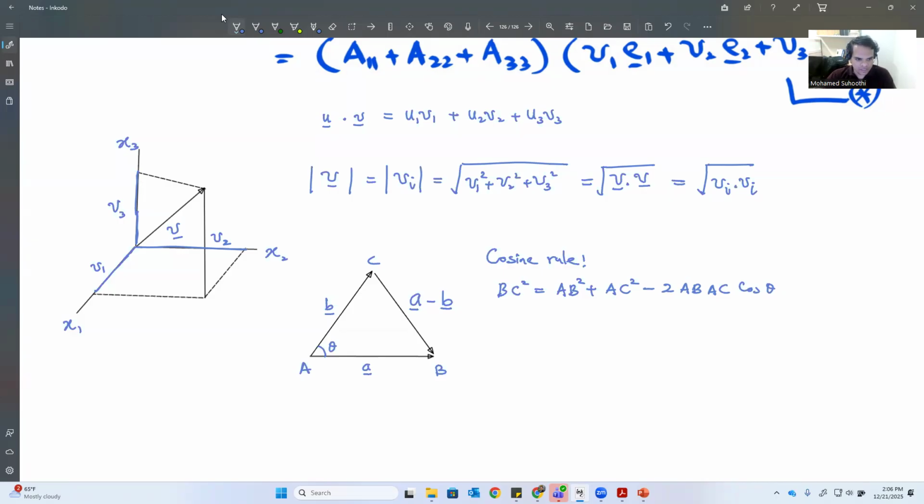This is the cosine rule. So now for this one, I will take this as my vector C. Now BC is actually vector C squared.